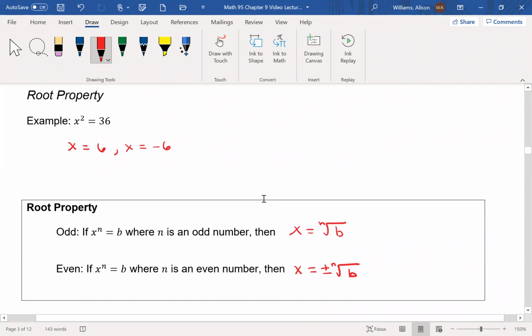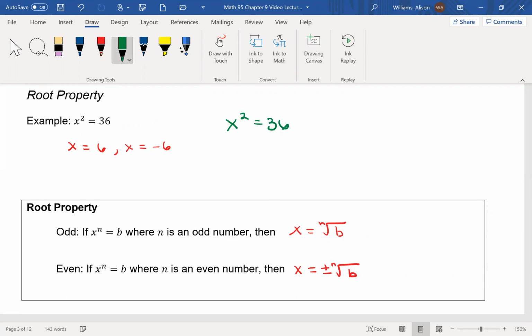So when I want to solve this, I'm going to square root both sides. And what that means on the left side, the x and the x squared, just like in our last section, cancel out. They undo each other, and I'm left with x. And on the right side, the square root of 36 is 6. But because this is an even power, both positive 6 and -6 can work.